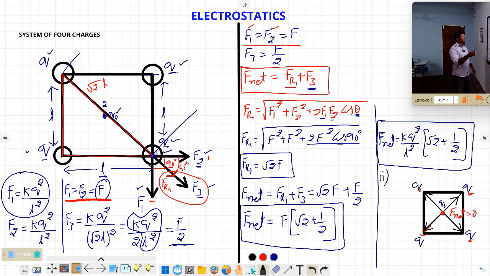So the answer for the first question is F into (root 2 plus 1) by 2. The second question asks what is the net force at this point. The net force at this point is equal to 0. This is the answer for the question.